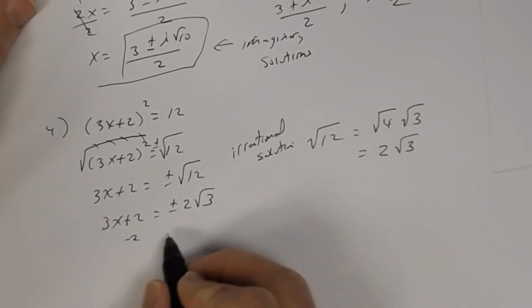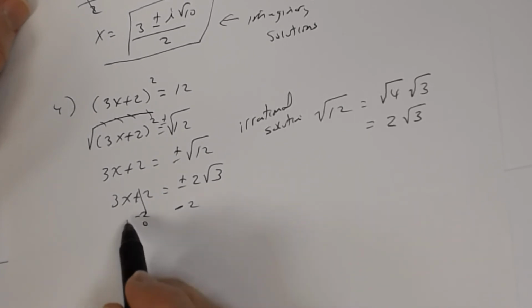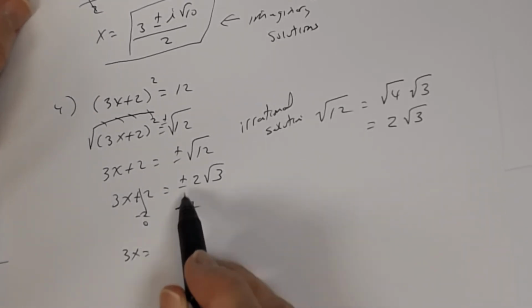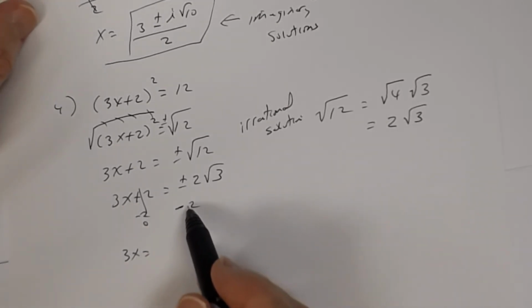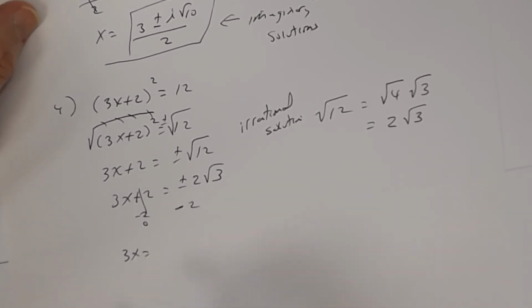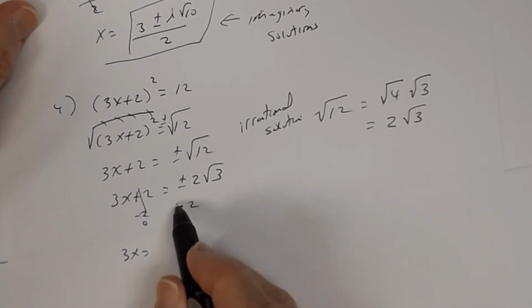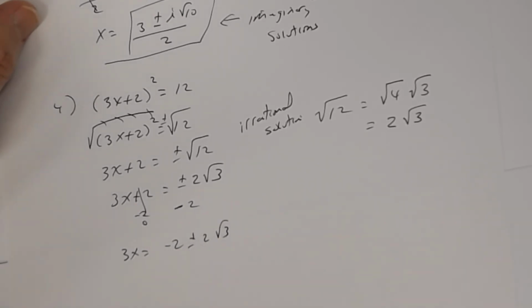So let's go ahead and subtract 2 from both sides. And so when I combine like terms, 2 and a negative 2 is 0. So I get 3x equals. Now be careful on this side. Some students have difficulty realizing that these two are not like terms. This is a negative 2. This term has a square root of 3. This does not have a square root of 3 in it. So you have to write it like this. You must say negative 2 plus or minus 2 square root of 3.